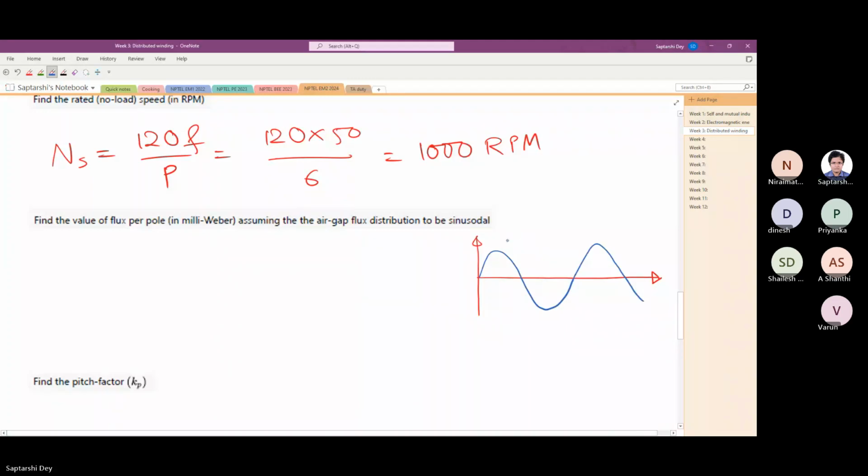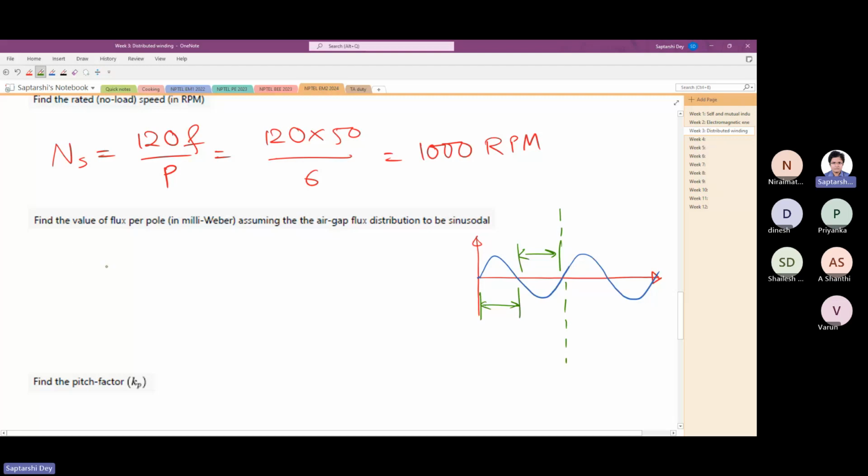Okay, pure sinusoid. This. Now, how much is one pole? This much is one pole. One complete sinusoid would make one pole pair. That is one unit of the machine. That is the smallest unit of a machine. So how to find out the flux per pole?